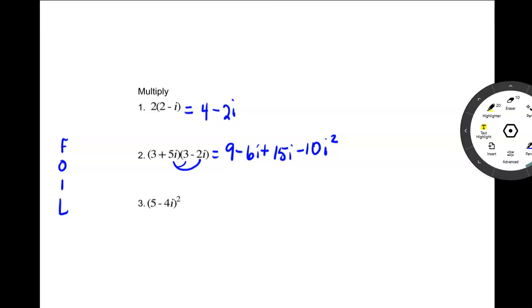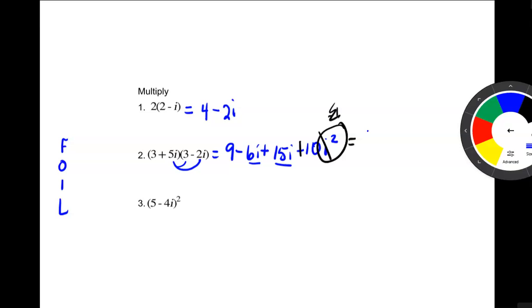Okay, we need to do some simplifying. Obviously, we can combine these two terms in the middle that are i, but we can also simplify out here, and this is why we went through that exercise on the last page. We can simplify i squared to be -1. So if we have -10 times -1, that becomes a positive 10. That's by pulling that negative out. So then we have 9 plus 10, which is 19, because this i squared is gone, so that's just the constant 10. And then we have -6i plus 15i, which is positive 9i.